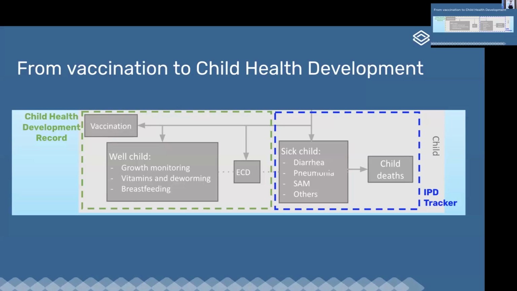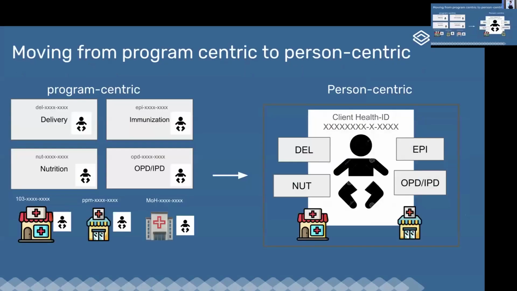That's the possibility. When you have one ID for the child and you want to record in vaccination, you can do that, and the well child program can also be enrolled. And to follow the child, instead of just one program, you can do a child health development registry. That's what we are doing. So we move away from being program-centric: instead of each program collecting their own information and having their own ID, we have one common ID shared with all programs, and all the health programs use the same ID to track the same child.